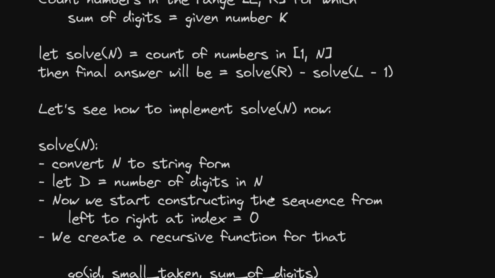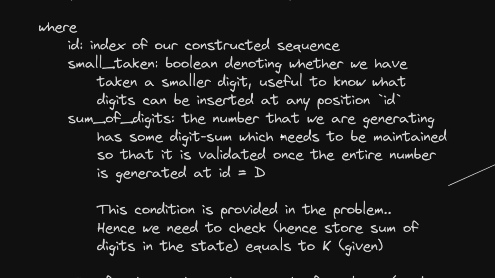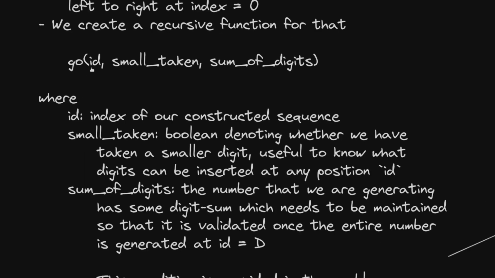So in the end, after we have generated a sequence of length d, we will check that the sum of digits is equal to k. If it is equal to k, then we have generated a valid number, and we say that this number is valid and add it to the answer. So these definitions are for the states of this function.